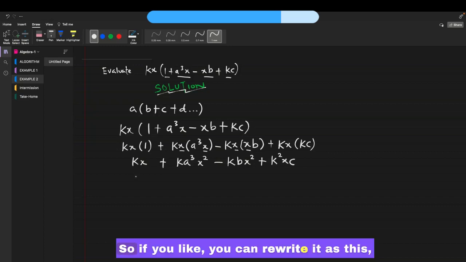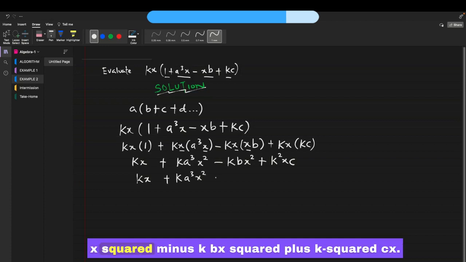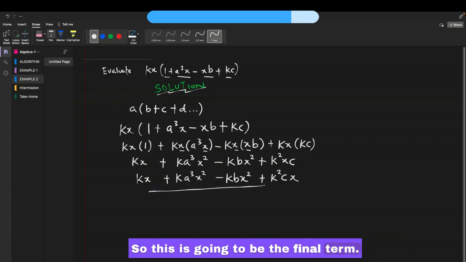So if you like, you can rewrite it as this, but you don't have to. kx plus ka cube x squared minus kbx squared plus k squared cx. So this is going to be the final term.